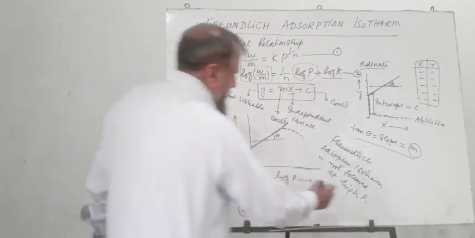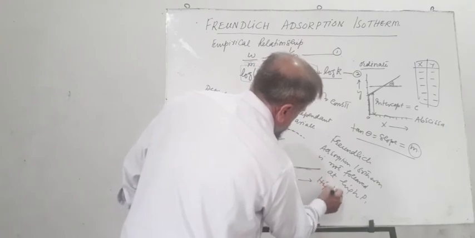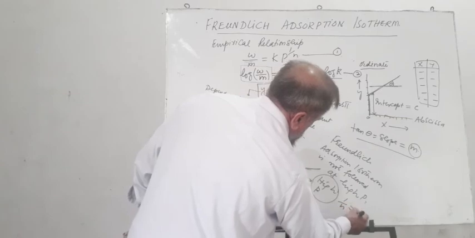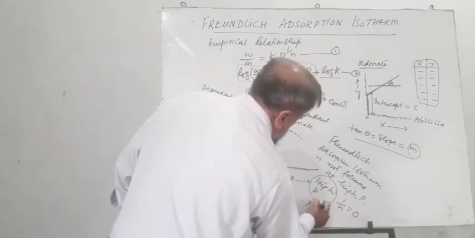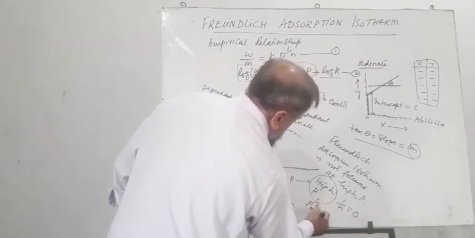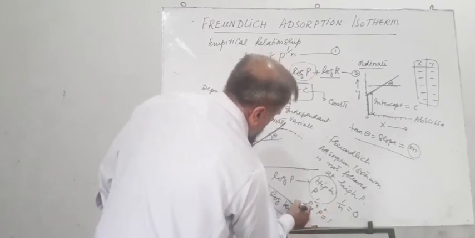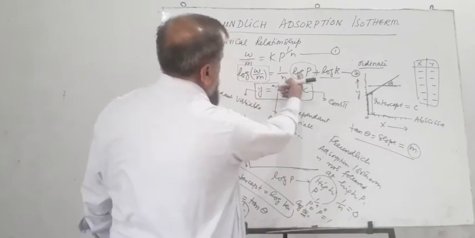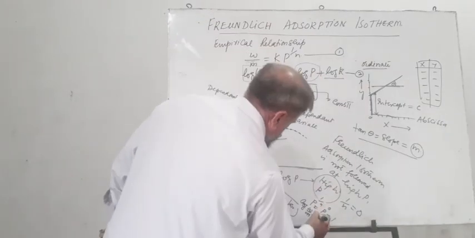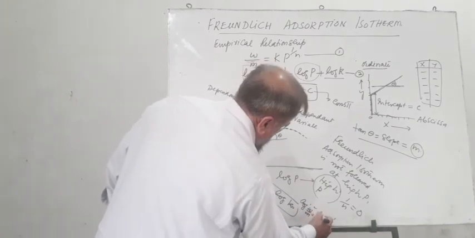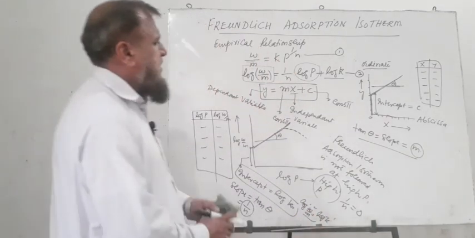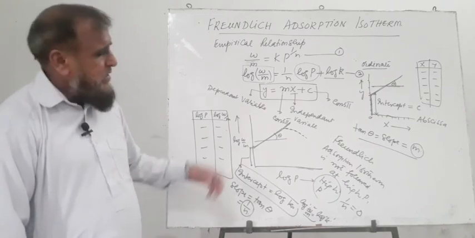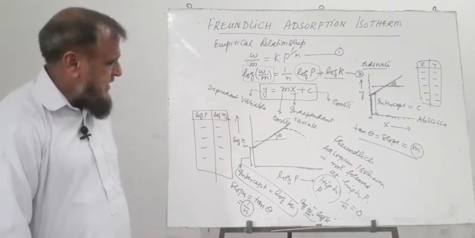At high pressure, the value of 1 over n is equal to 0. P raised to power 1 over n is equal to P raised to power 0, which is equal to 1. And log of W by m is equal to log k. So the adsorption is independent of pressure. At very high pressures, the adsorption becomes constant.